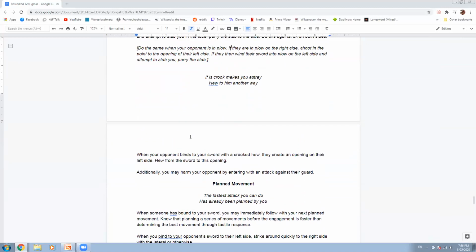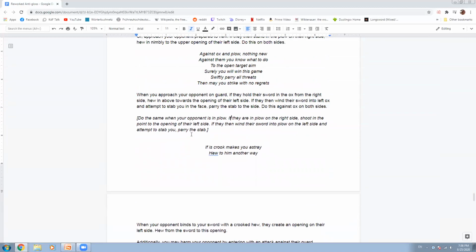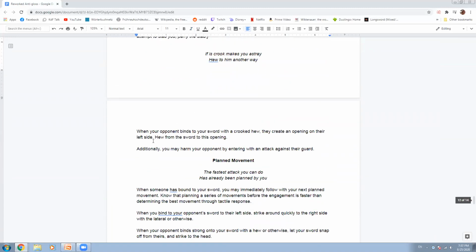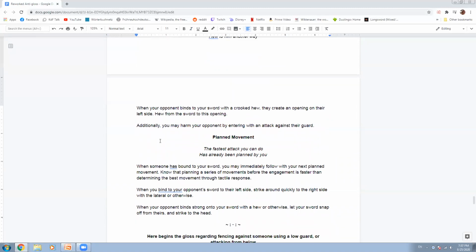If crooked, you yourself aren't seeking the wind here, you're just responding to it? Correct. You're the attacker in this case. As the anti-gloss fencer, you're the one attacking the other person. They're an ox. You attack the opening. When your opponent binds to the sword with a crooked hew, they create an opening on their left side. Hew from the sword to this opening, or you can enter with an attack against their guard.